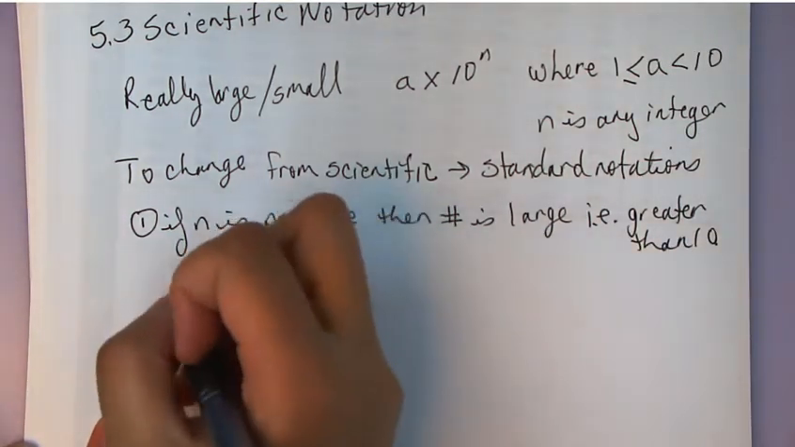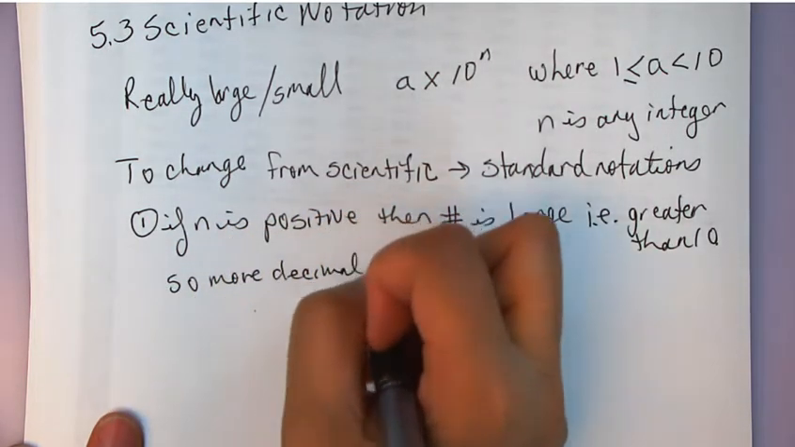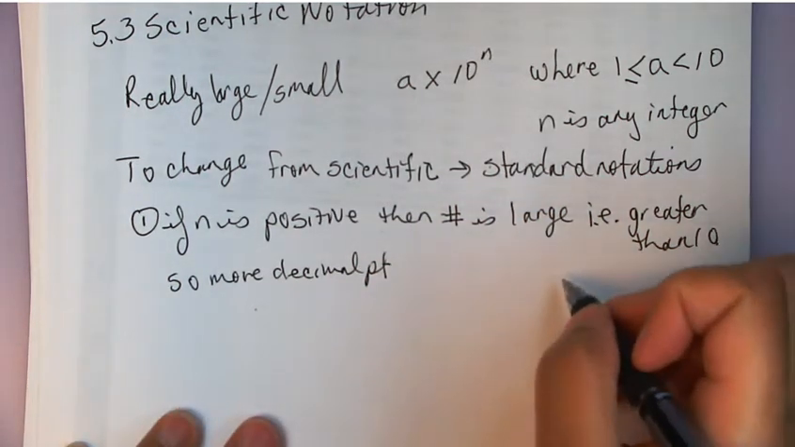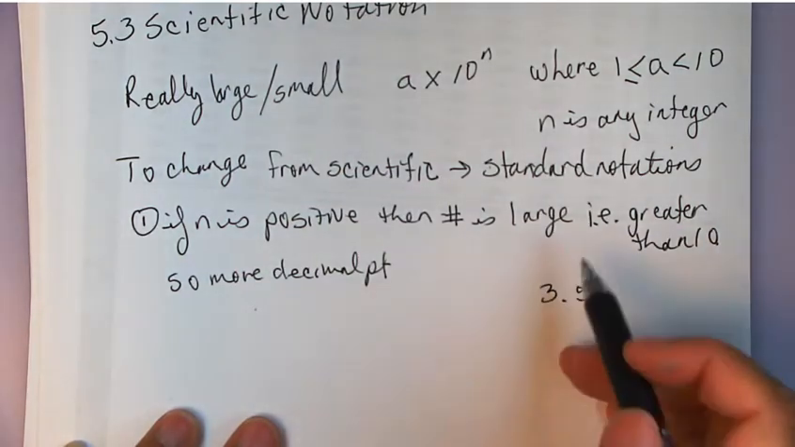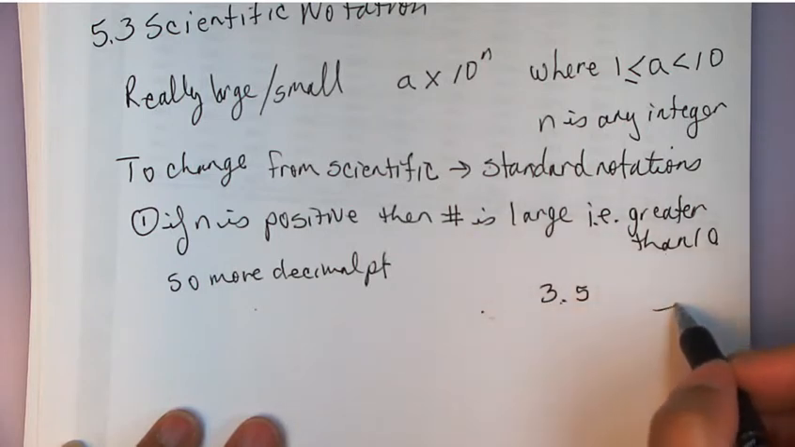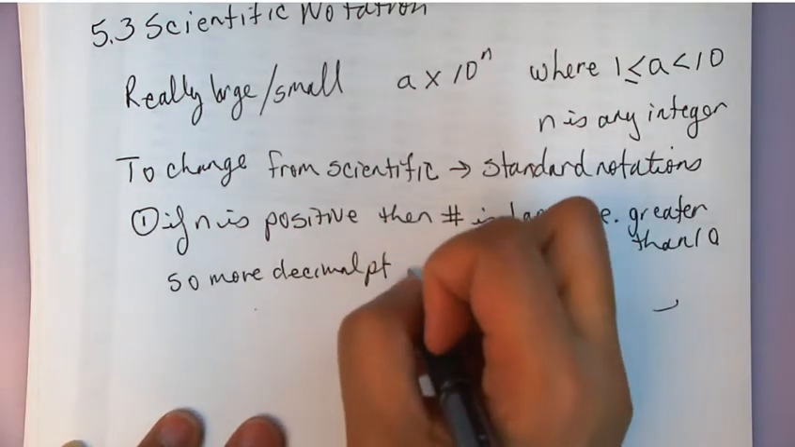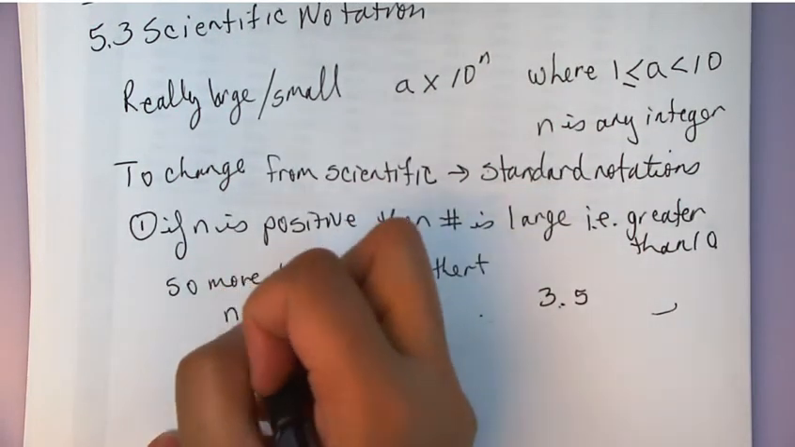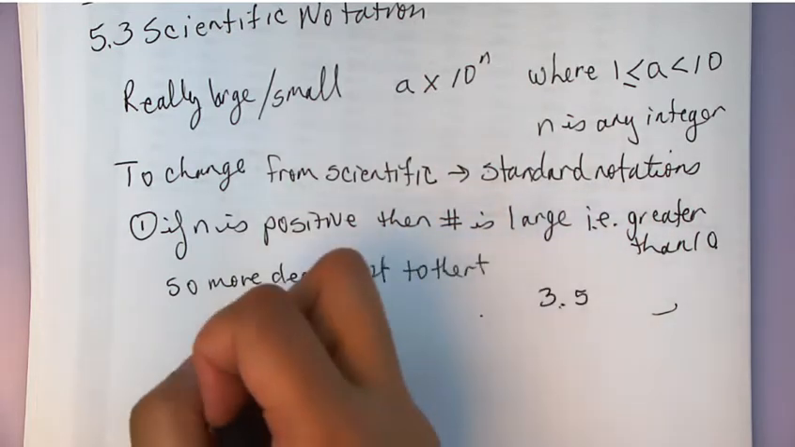So move the decimal point. Now, let me ask you a question. If I have 3.5 and I want my number to be large, will I move my decimal to the left, or will I move my decimal to the right? I hope you said to the right, where we can add zeros. So I'm going to move my decimal point to the right n number of places. Fill in zeros as necessary.